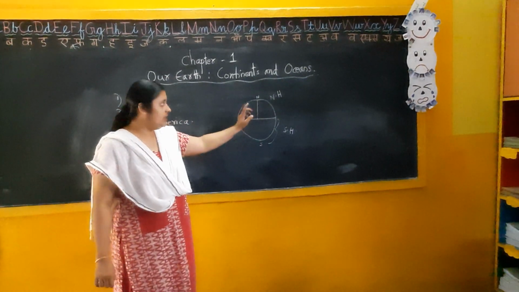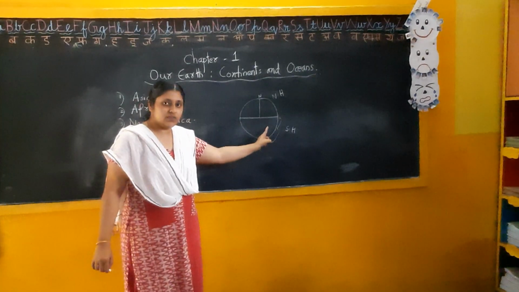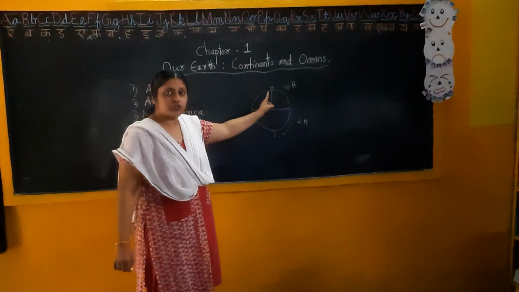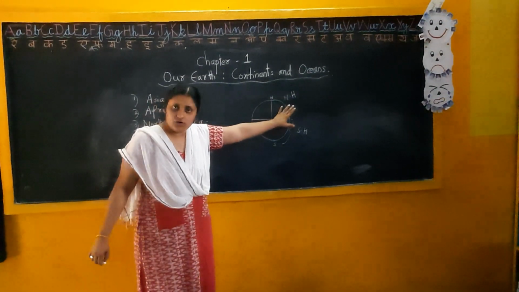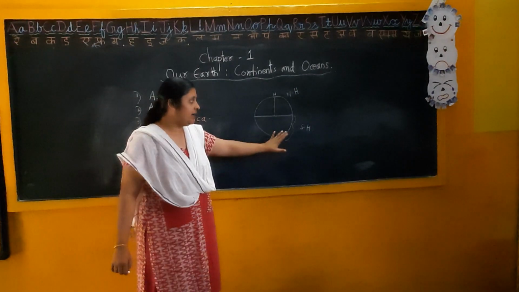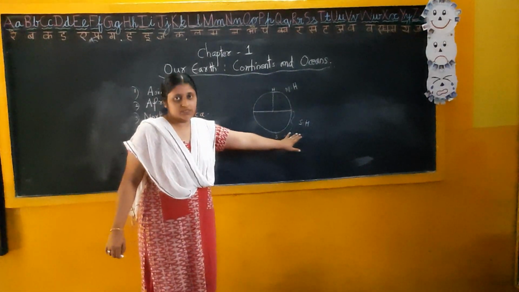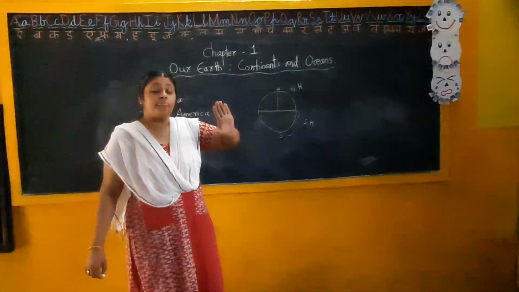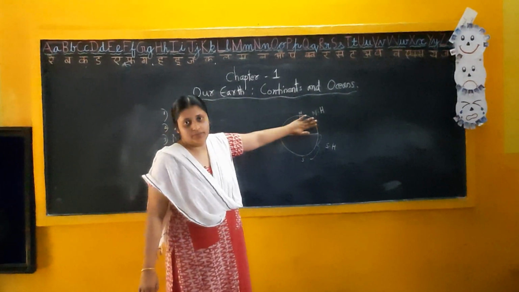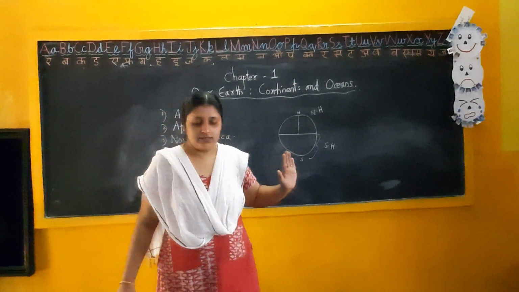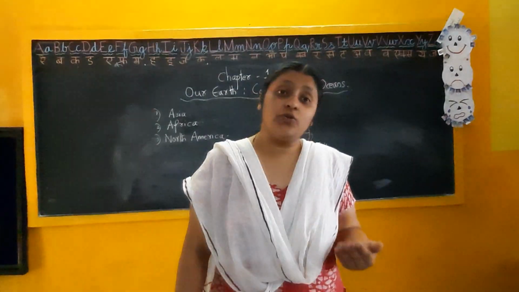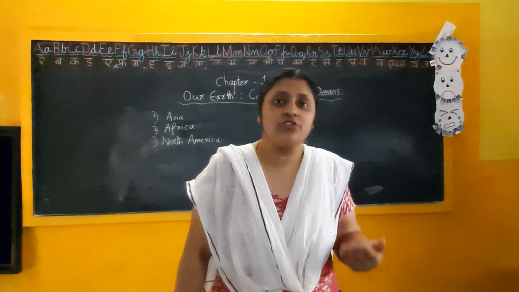In our Earth, the equator is there. The equator divides our Earth into two parts. From the equator to the North Pole, this portion is known as the northern hemisphere, and from the equator to the South Pole, this part is known as the southern hemisphere. So our North American continent is fully situated in the northern hemisphere. Clear? That is it.